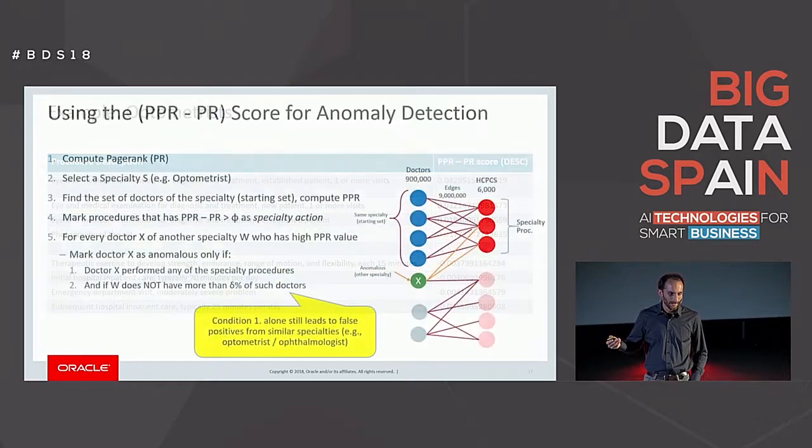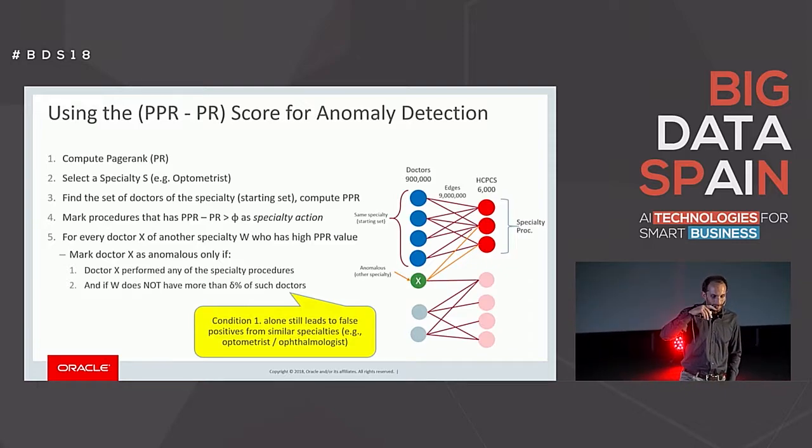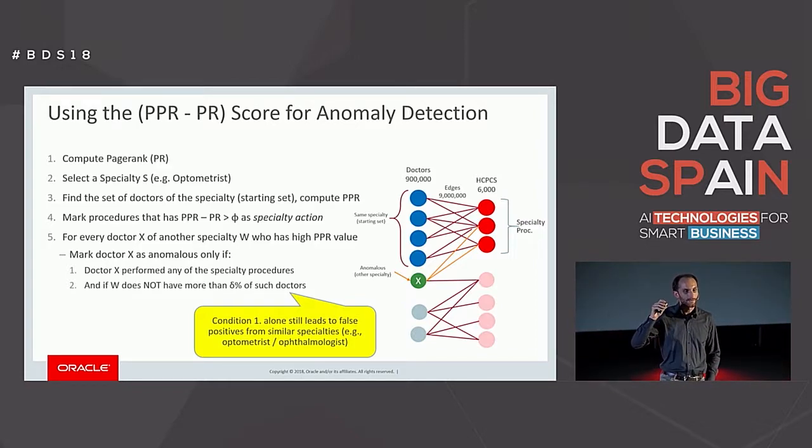Now, going back to the whole idea, what we're going to do here is the same as before. We compute for each specialty the personalized PageRank of all the vertices, but also the PageRank, and then we mark procedures that have PPR minus PR greater than a certain threshold as a specialty procedure for that specific kind of doctors. So if we start from eye doctors, all the procedures that have higher PPR score than PR score are going to be marked as specialistic procedures for that type of doctors, because it means they're more connected to those type of doctors than generally to anything else in the graph.